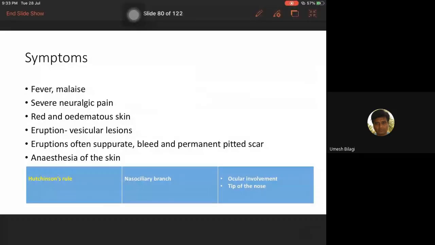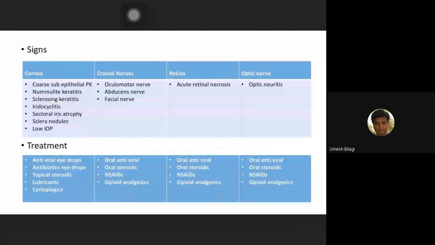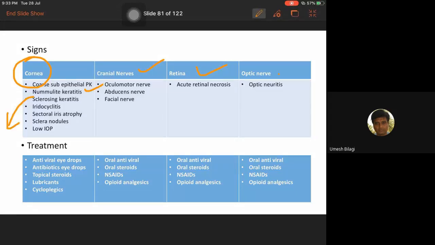So what are the signs? Signs we already discussed. You have different manifestations like corneal involvement, then cranial nerve involvement, retinal involvement, then optic nerve involvement. In the cornea, the most common presentations from top to bottom, according to most common to least common: subepithelial punctate keratitis, then nummular keratitis, then sclerosing keratitis. This is a little bit rare or least common type.